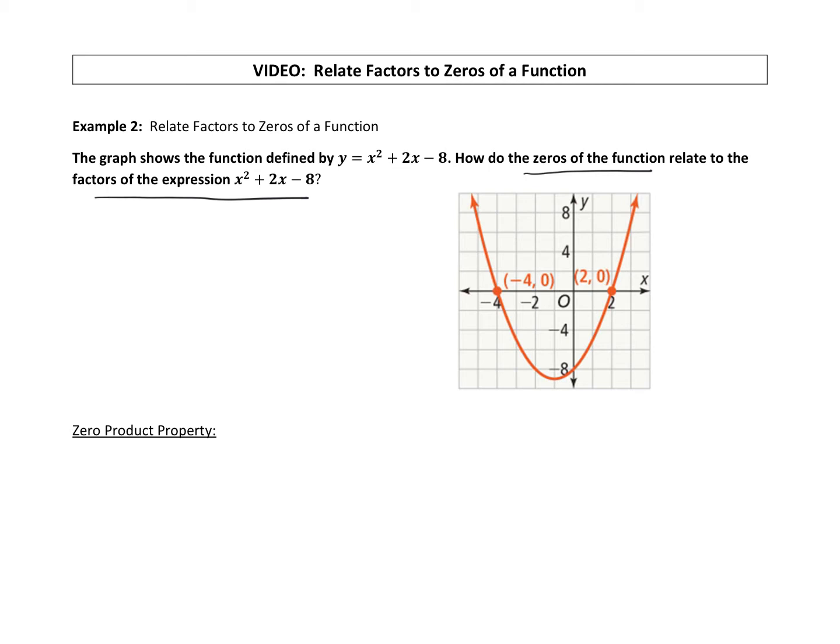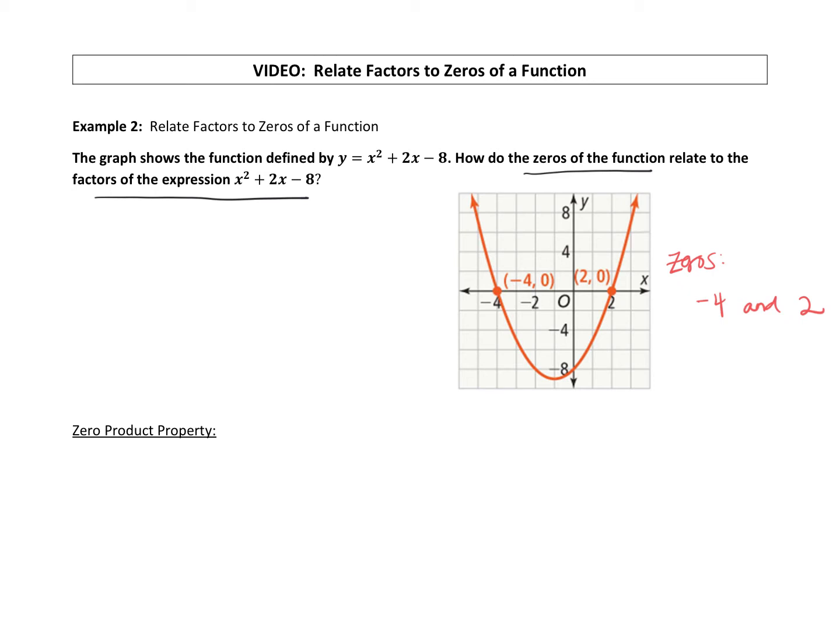Well, first, let's identify the zeros of the function. Remember, the zeros of the function are your x-intercepts. It's where your function is equal to 0. That's where it crosses the x-axis. So the zeros of the function are at -4, that's where we cross the x-axis over here, and at +2. So -4 and 2. So let's keep that in mind. We're going to come back to that.